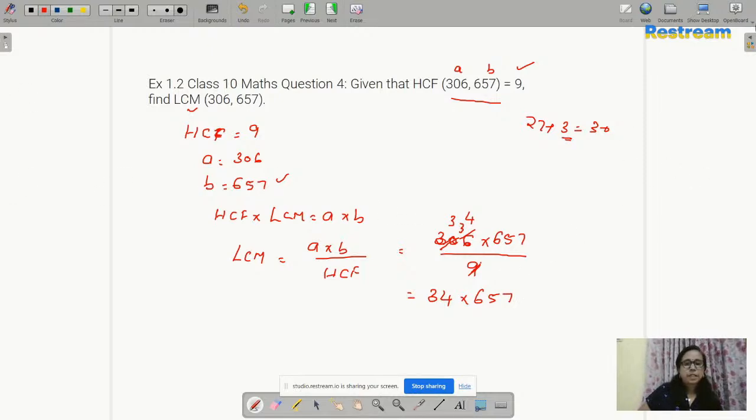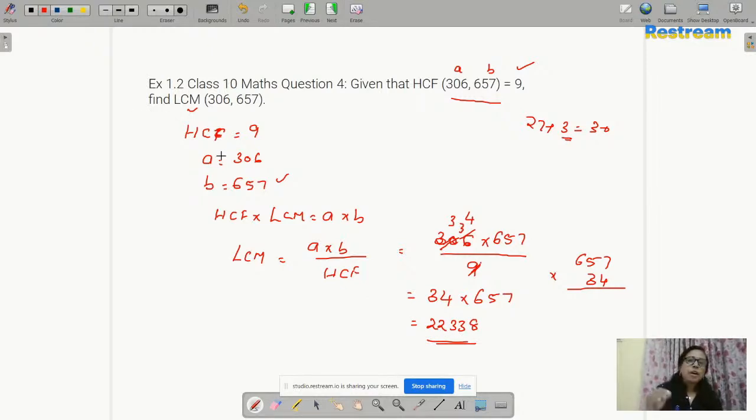Yes, correct, Persia. Persia is very active. Very good, 22,338. Correct. Multiply these two numbers, 34 and 657. If anyone has not got this number, please multiply 657 into 34. You will get 22,338. So LCM is equal to 22,338.